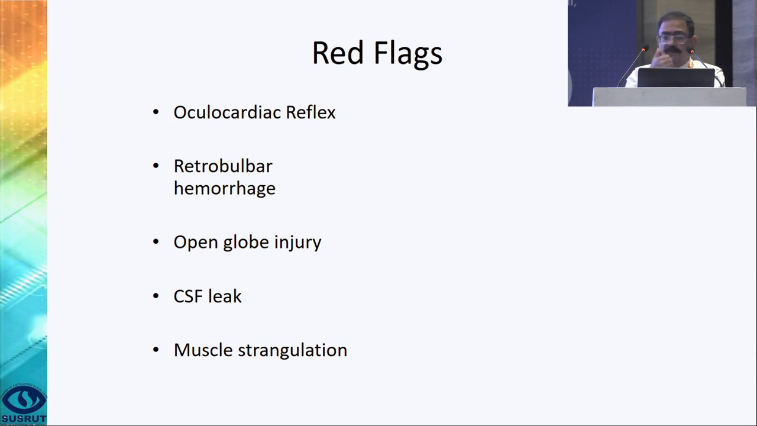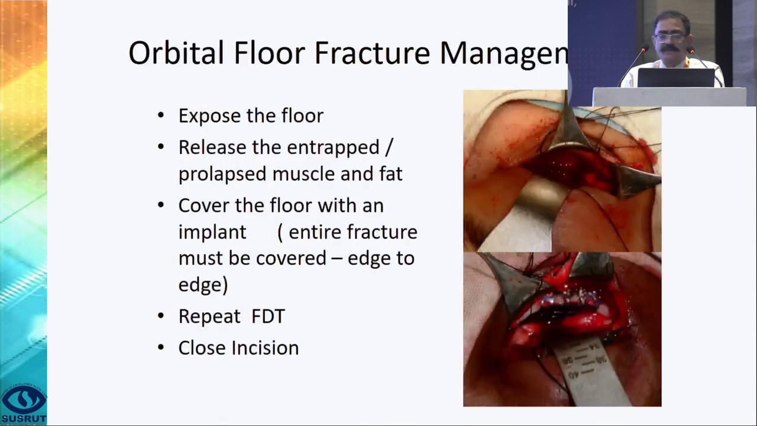Number one is the ocular cardiac reflex. Is there a hemorrhage behind the eye? Okay. Are we dealing with an open globe injury? Because that would need treatment first. You would actually avoid doing a fracture surgery in such a situation, because you could actually rupture the globe or cause further injury because of the manipulation involved in orbital surgery. CSF leak, okay, and of course, muscle strangulation.